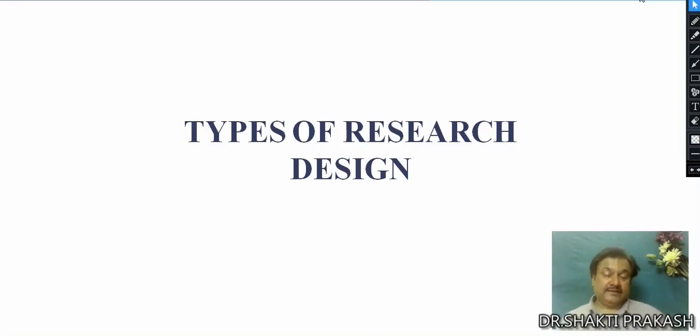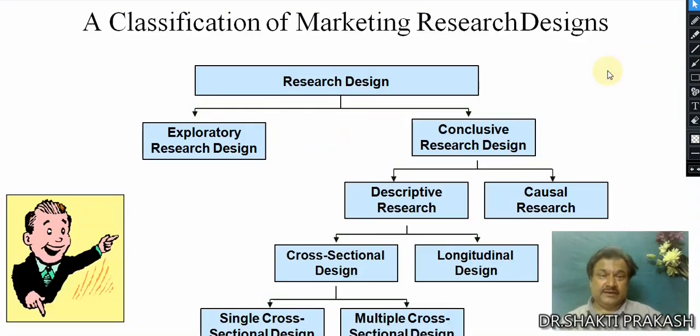Types of research design. What are the different types of research design? We will discuss in detail here. A classification of marketing research designs. Research design can be divided into two parts: exploratory research design and conclusive research design. Conclusive research design is again divided into descriptive research and causal research.